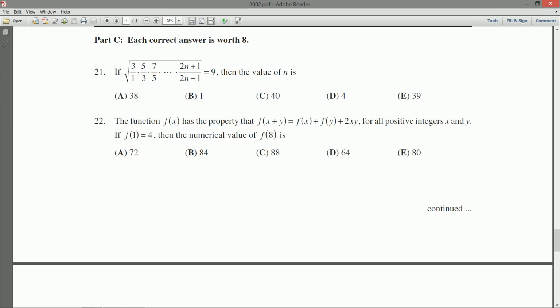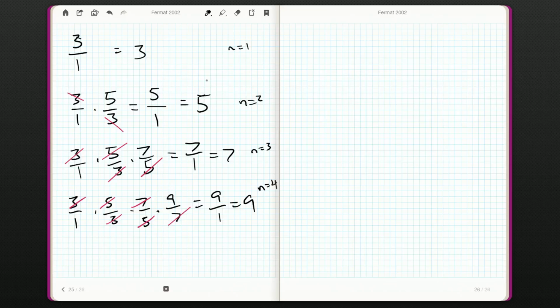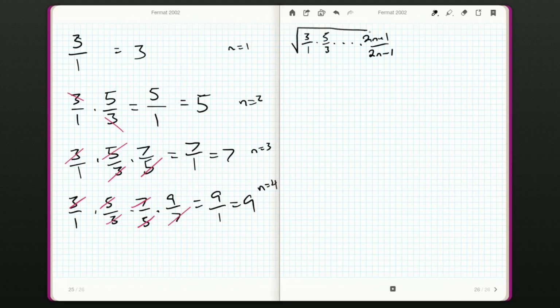But now let's bring the square root and the equals 9 back in. So 3 over 1, 5 over 3, and so on, all the way up to 2n plus 1 over 2n minus 1 is equal to 9. Well, let's square both sides. That'll get rid of that pesky square root sign.